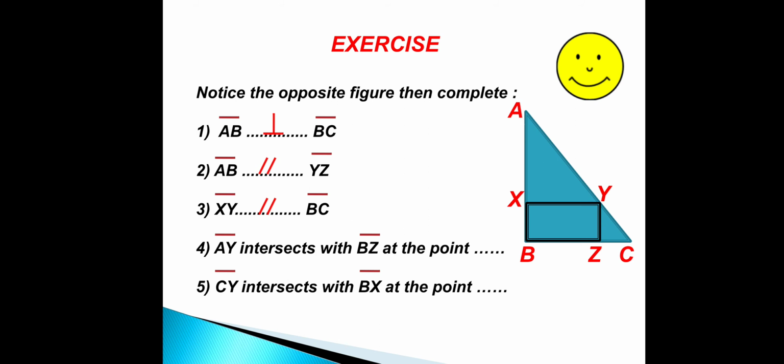AY intersects with BZ at the point what? AY, this is a ray. You can complete it to reach the end of the paper, the end of anything. AY, when we complete it, stops at C. BZ, when we complete it, stops at C. So the intersecting point is C.